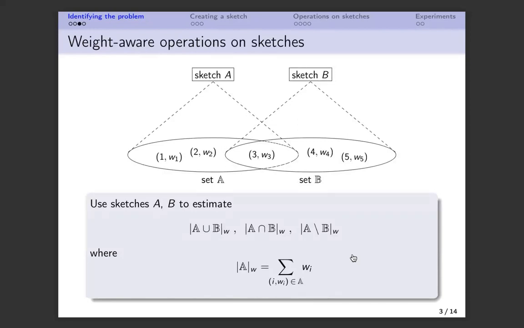We would also like to generalize our sketch to estimate weighted cardinality. Weighted cardinality of a set is just the sum of weights of set elements. So we would like to use our sketches A and B for weighted sets A and B to estimate the weighted cardinality of the union, intersection, and the difference of sets.